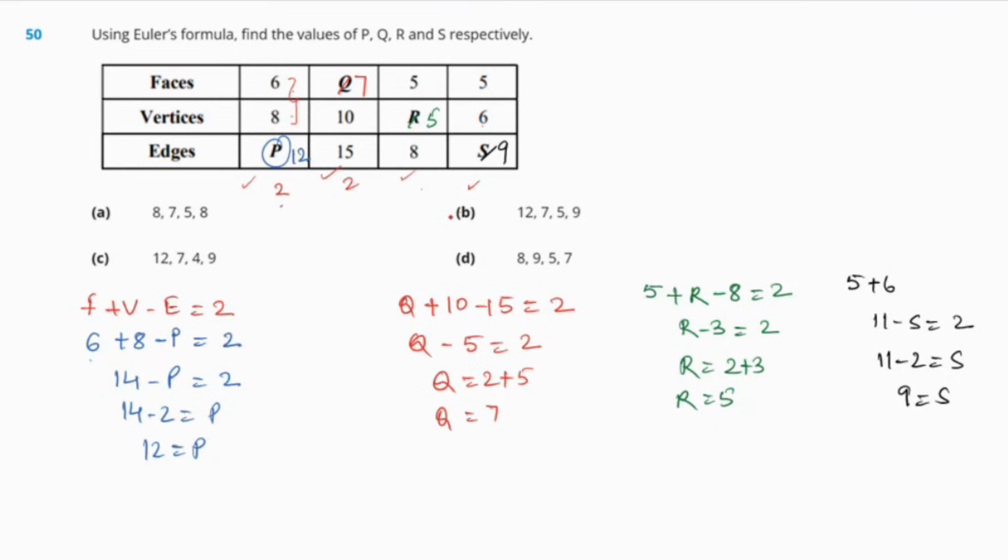Okay, so the values of P, Q, R, S need to be 12, 7, 5, 9, which is option number B. So the answer for this question needs to be option number B. Now we are done with all the questions of this sample paper.